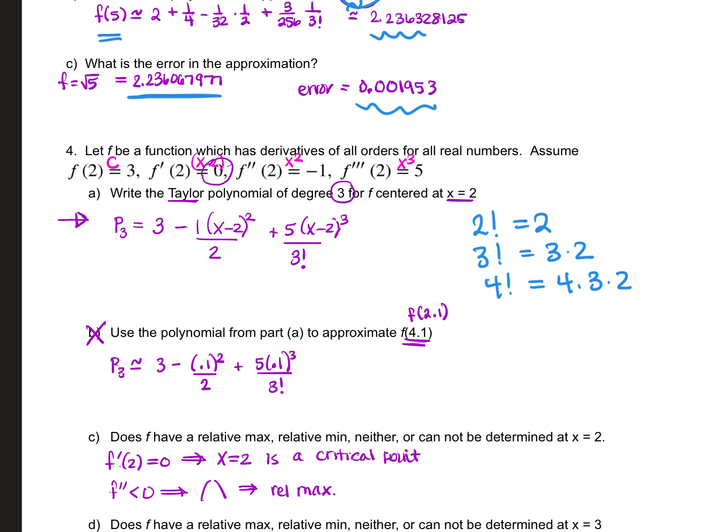So think back to Calc 1. How did you know if you had a max or minimum? The first thing you needed to check is if it was a critical point. And it's a critical point if the first derivative is equal to 0. So right here, I know the first derivative is equal to 0. I also know that from the Taylor polynomial because we do not have a linear term. So that's gone. So it is a critical point.